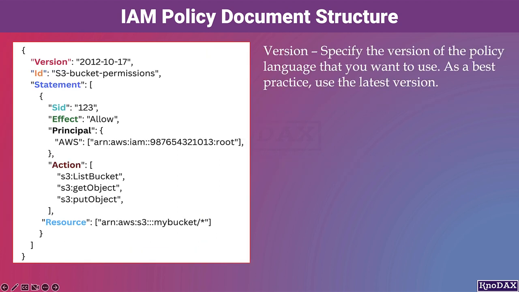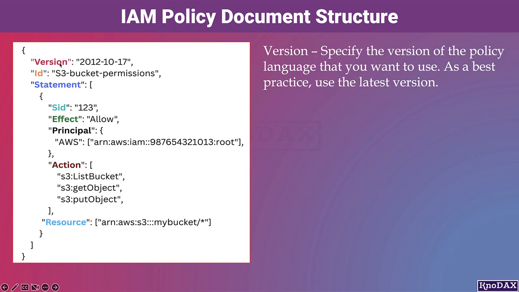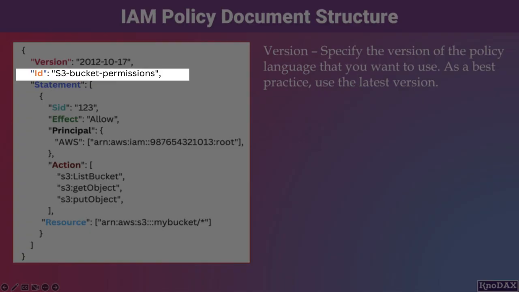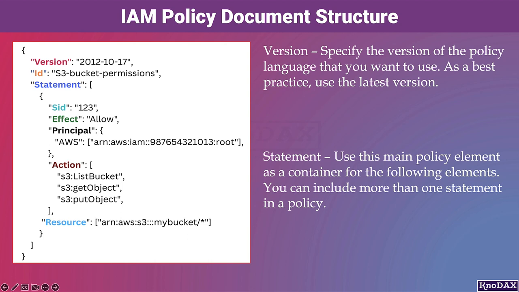Let's look further into the document structure. We have Version. As we saw earlier, Version specifies the version of the policy language that you want to use. As a best practice, always use the latest version. Then we have ID. ID is optional. Then we have Statement. The Statement is the main policy element that acts as a container for the many statements, which means you can include more than one statement in a policy.